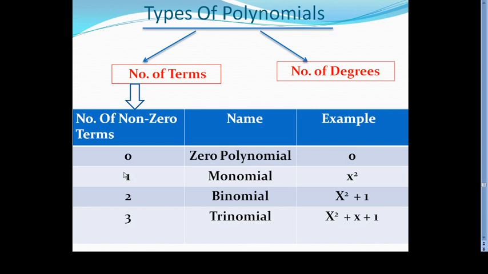Now if the number of terms is 1, it is called a monomial. For example, x square, we can take x also. Okay. Only 1 term. It is not necessary that its power is 2. We can take x, y and anything. It should be only one term. No mathematical operation should be there as a connector. Okay. Mono means 1.